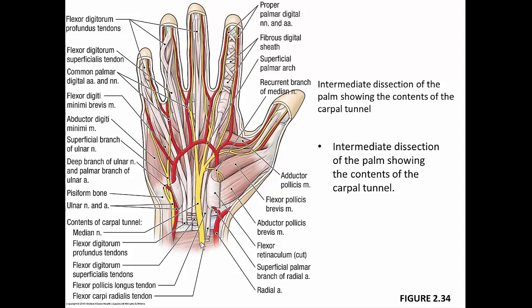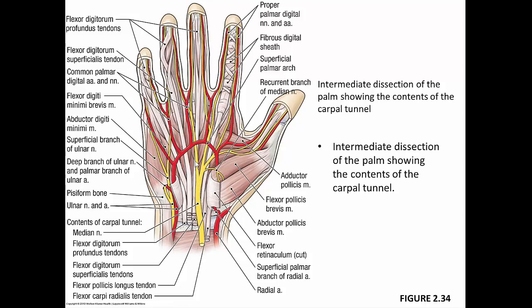Follow your median nerve through the carpal tunnel and see that it gives off this branch here, which is called the recurrent branch of the median nerve. It innervates the three thenar muscles: abductor pollicis brevis, flexor pollicis brevis, and opponens pollicis. The median nerve then continues along here, and it also innervates the lumbrical muscles number 1 and 2.